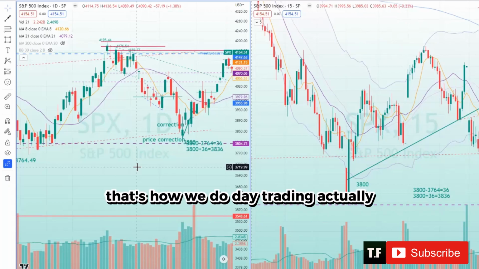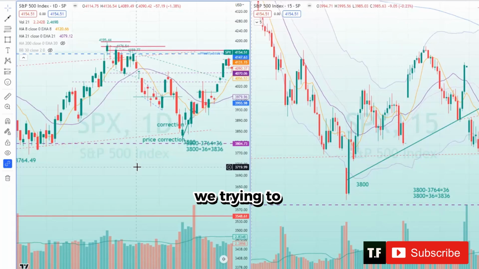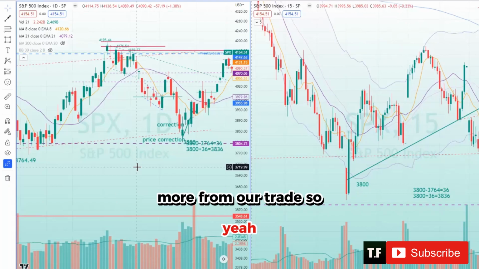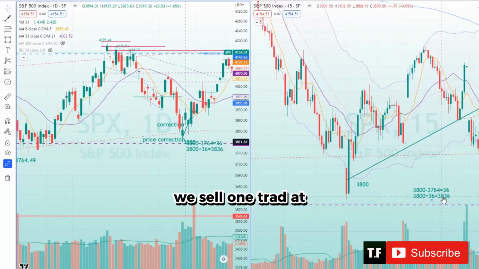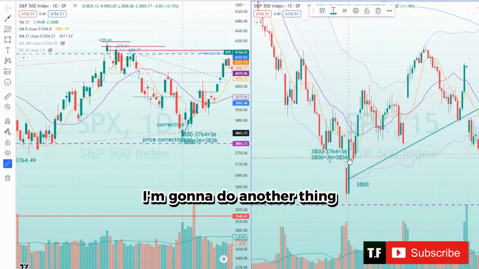Zero. So that's how we do day trading. Actually, we're trying to manage our risk. We're trying to manage the downside risk. We're trying to use what we have left, using profit to get more from our trade. So we sell one at 3,836, which is very fast, I think, right here. And right now, I'm going to do another thing.